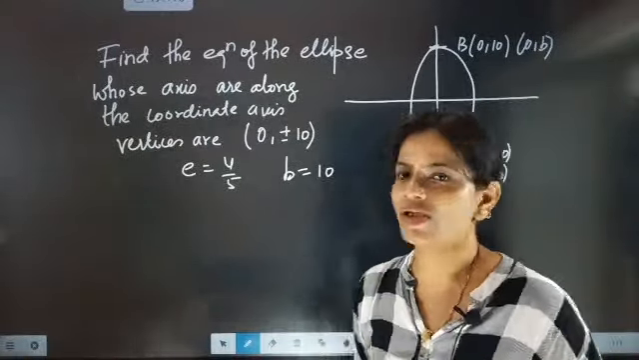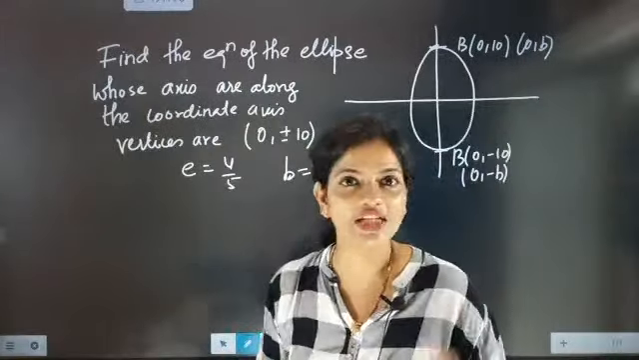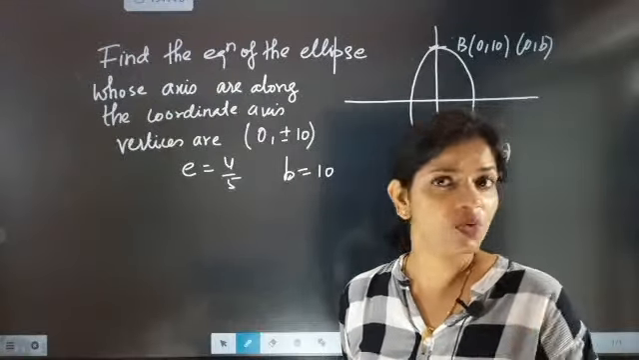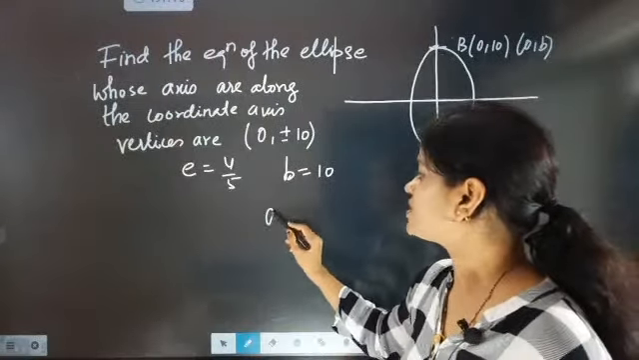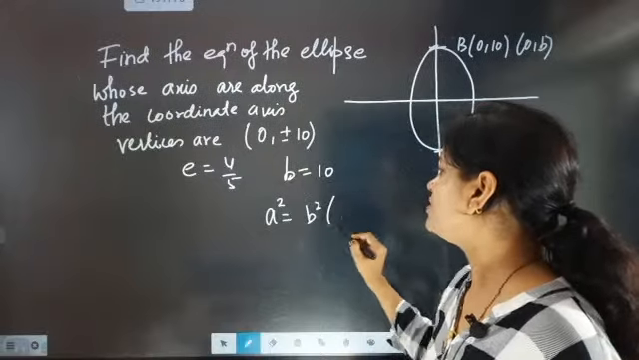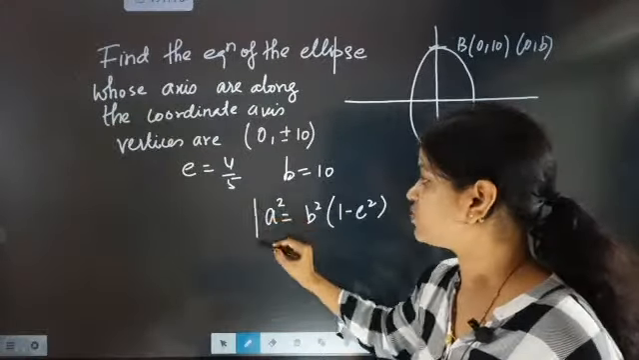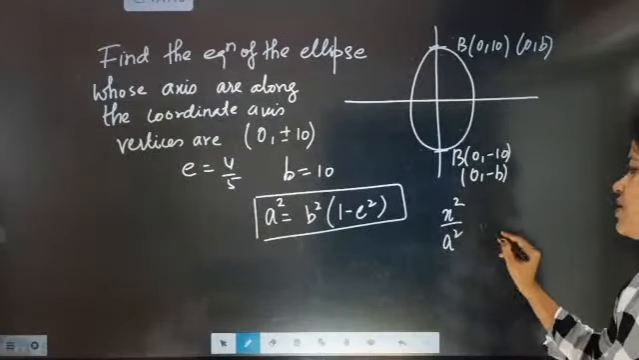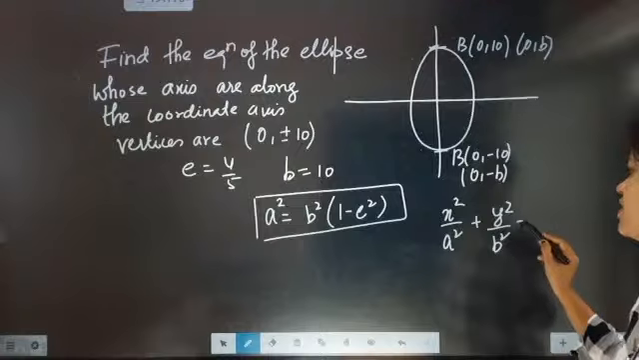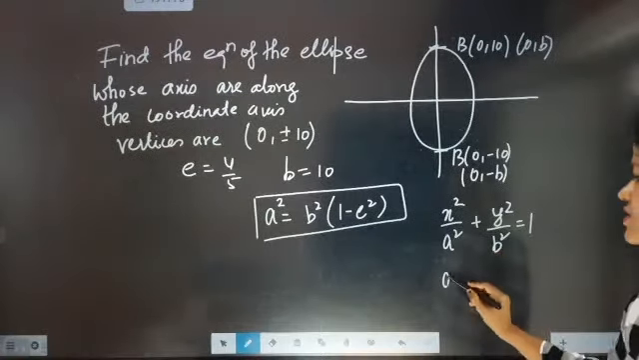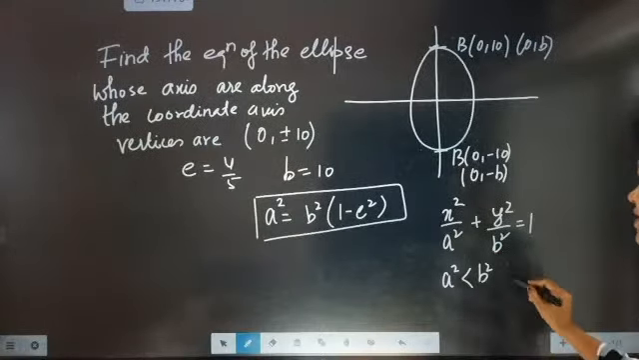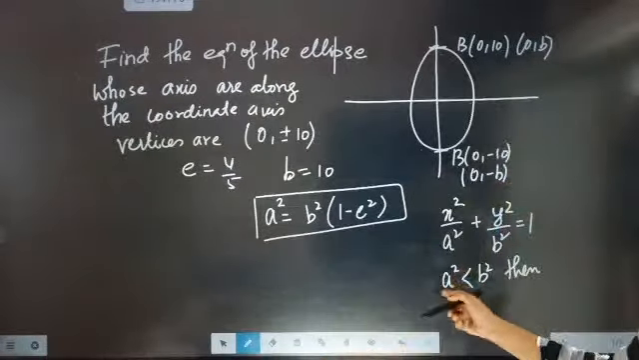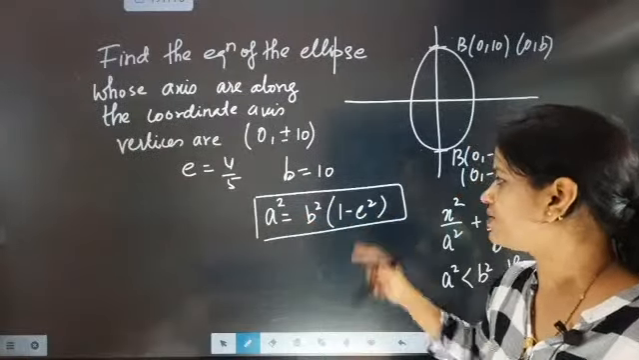Eccentricity is coming as 4 by 5. So now when eccentricity is 4 by 5 and B is 10, for this type of ellipse, the equation will be ulta. That time a square equals b square into 1 minus e square. Remember this one. When the ellipse x square by a square plus y square by b square equals 1 and a square is less than b square, the equation will become ulta: a square equals b square into 1 minus e square.